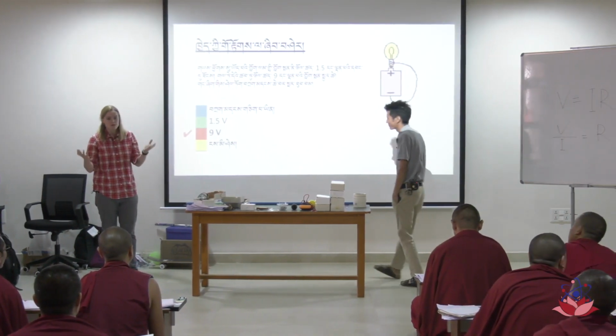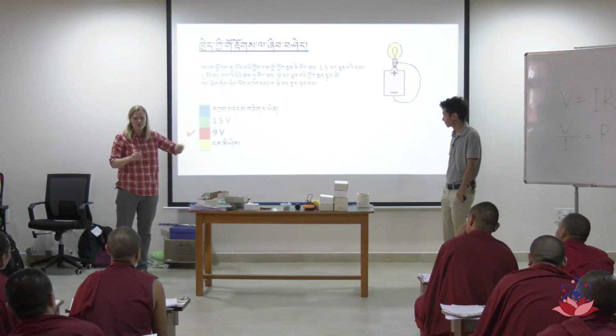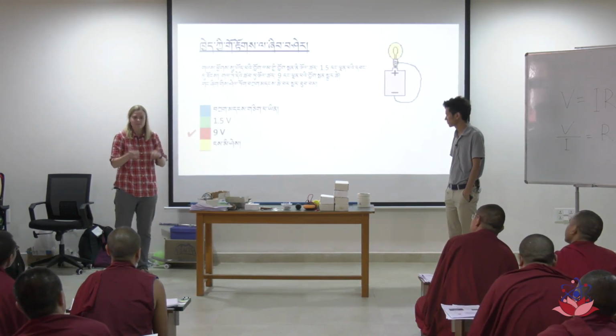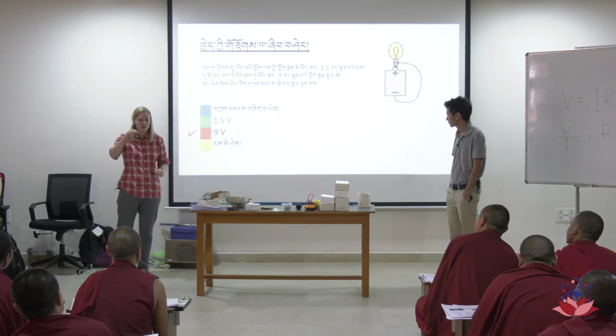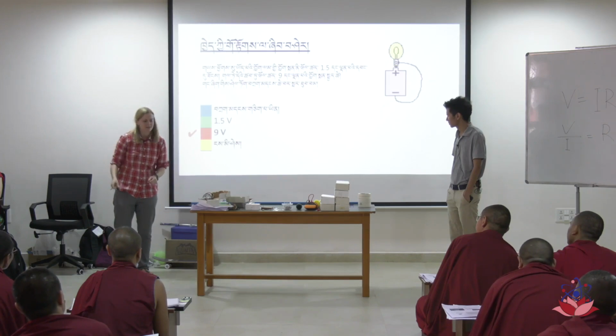And so you saw the bulb was brighter. 9 volts is one that you can, they sell 9-volt batteries at the store, so that is something that you might come across sometimes. They look like rectangles and have their leads at the top.